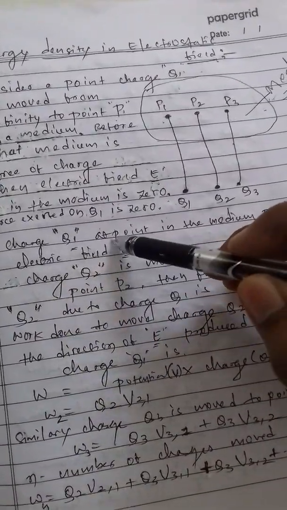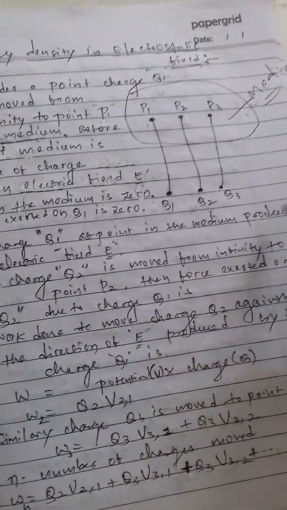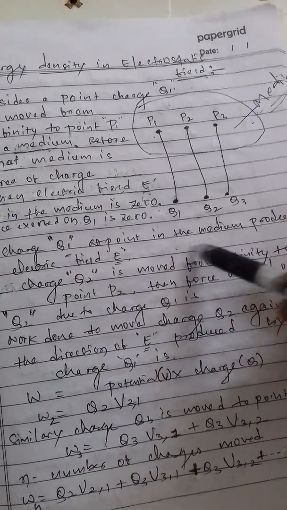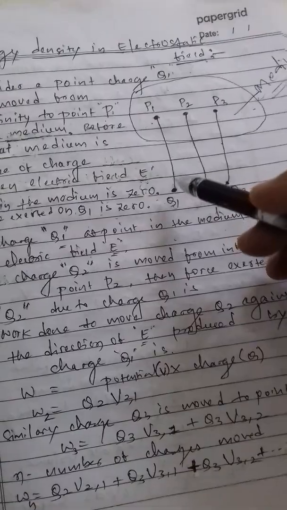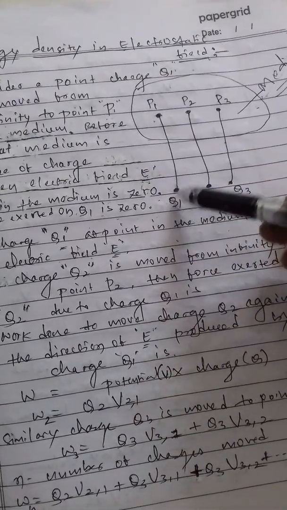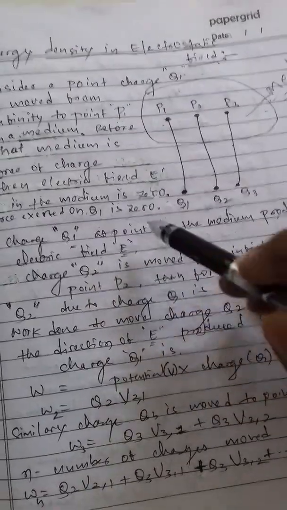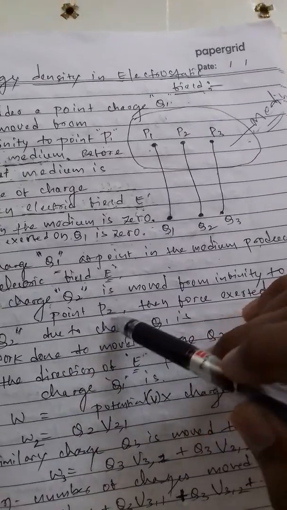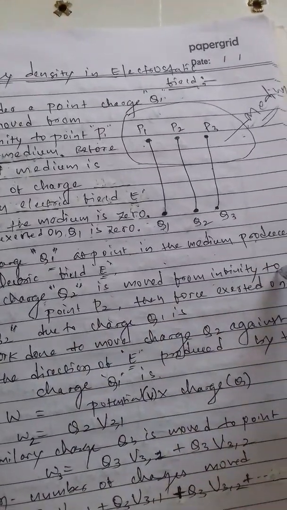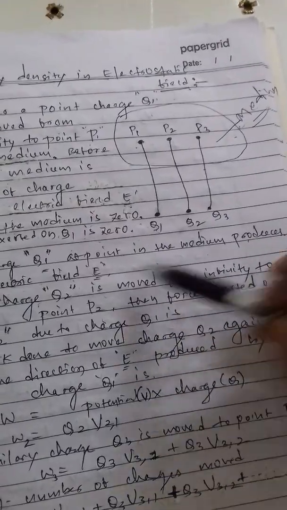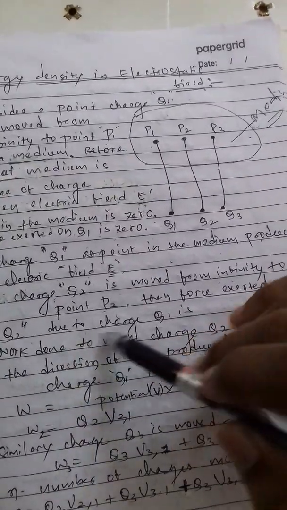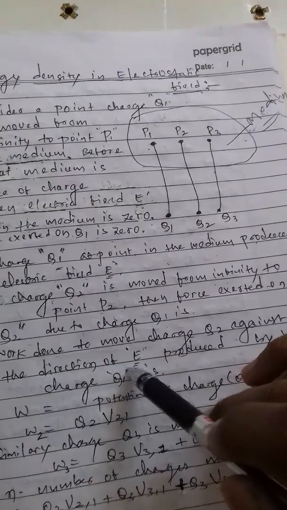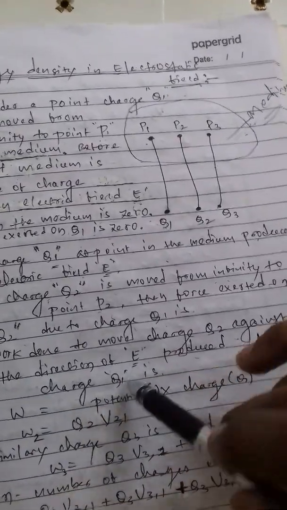Now charge Q1 at a point in the medium produces an electric field E. Now charge Q2 is moved from infinity to point P2. Then the force exerted on Q2 due to charge Q1 gives the work done to move charge Q2 against the direction of the electric field E produced by the charge Q1.